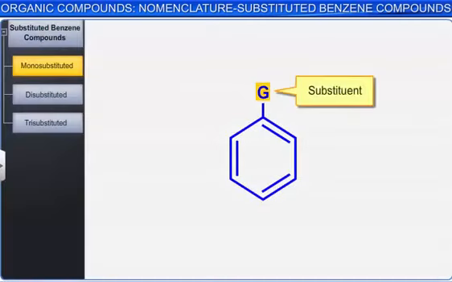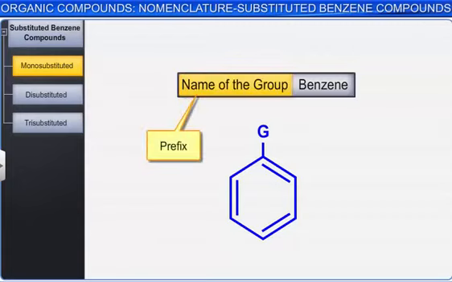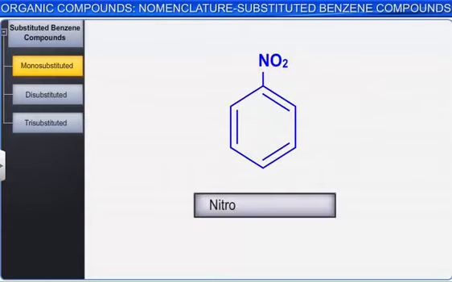Monosubstituted benzene has only one substituent attached to the benzene ring. While writing the IUPAC name of the monosubstituted benzene, the substituent's name is placed as a prefix to the word benzene. For example, in this compound, the substituent is nitro. Hence, the name of the substituent, which is nitro, is placed as a prefix to the name of the parent compound benzene, and the name of the compound becomes nitrobenzene.